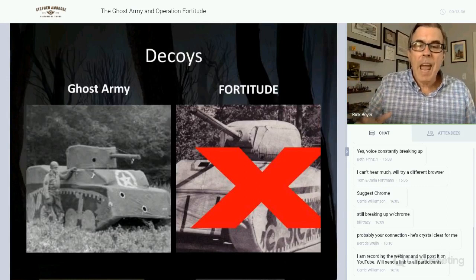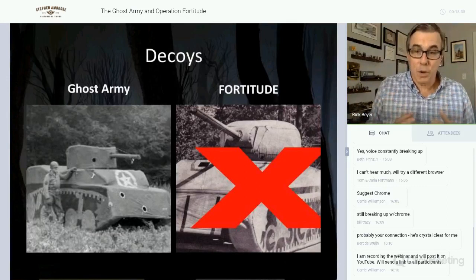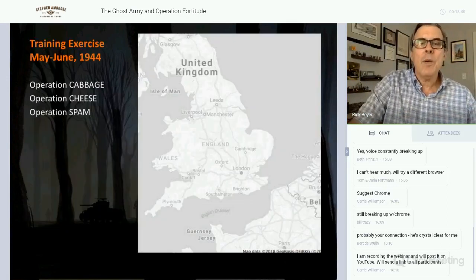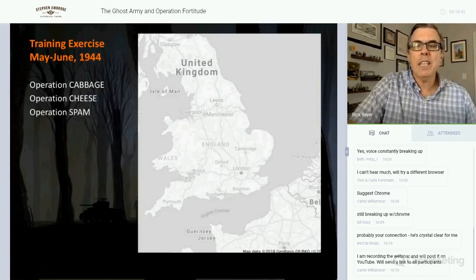Well, one reason may have to do with the Ghost Army. So in May and June of 1944, from May 29th to June 3rd, the Ghost Army conducts training exercises with their inflatable tanks and trucks. Operation Cabbage, Operation Cheese, and Operation Spam. It's 3 days of training exercises.